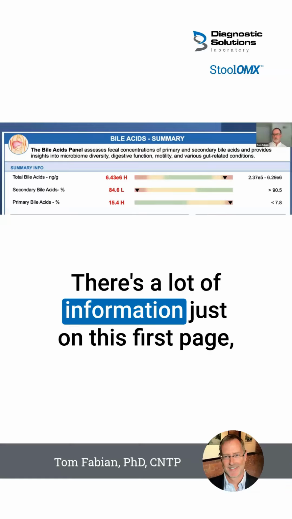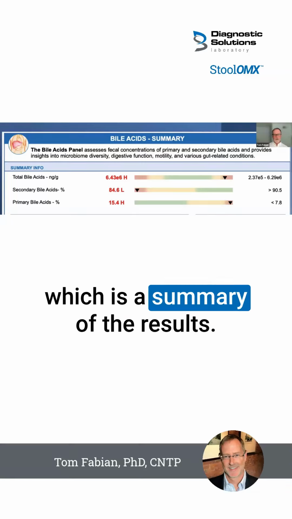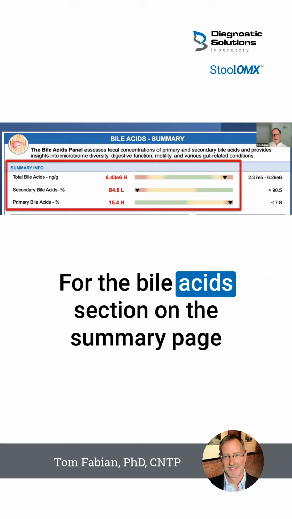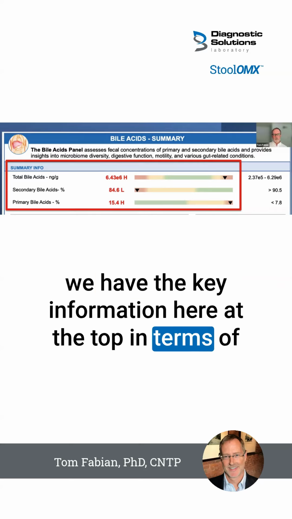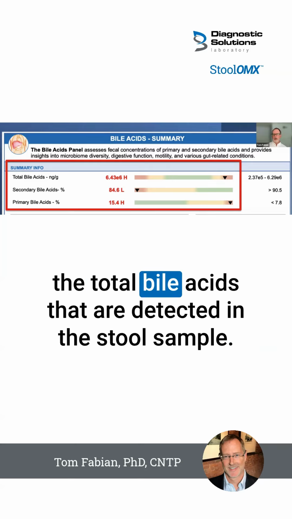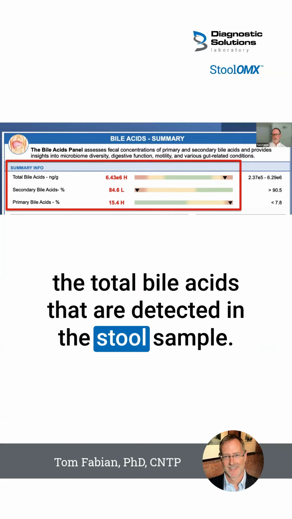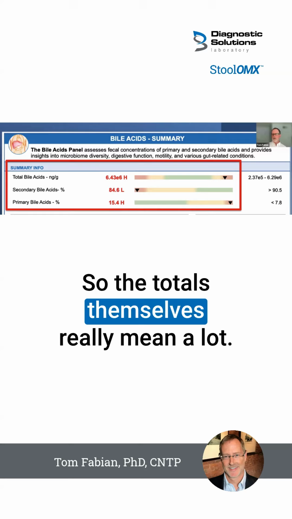There's a lot of information just on this first page, which is a summary of the results. For the bile acids section on the summary page, we have the key information here at the top in terms of the total bile acids that are detected in the stool sample. So the totals themselves really mean a lot.